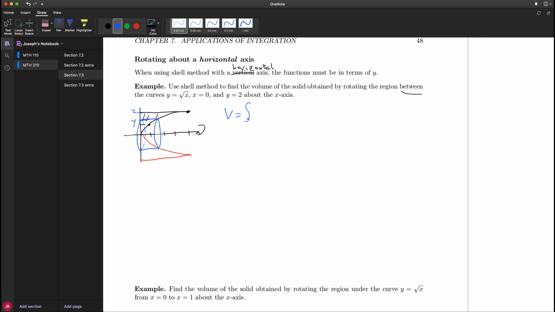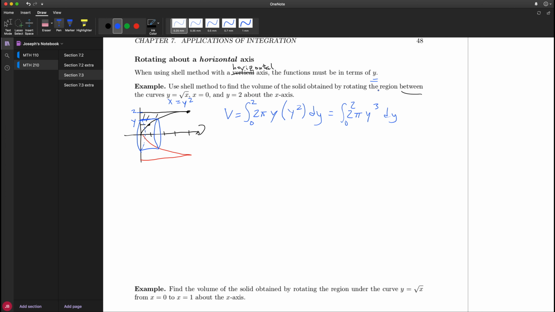I'll have one remark to make before we do that. The y bounds on the region, class, are 0 to 2. So 2 pi, y is the radius, and now we need to multiply by the height, which is the square root of x, but we need everything in terms of y. So this is actually x equals y squared. And so that's what goes there. It needs to be in terms of y. So this is now the integral from 0 to 2 of 2 pi times y cubed.